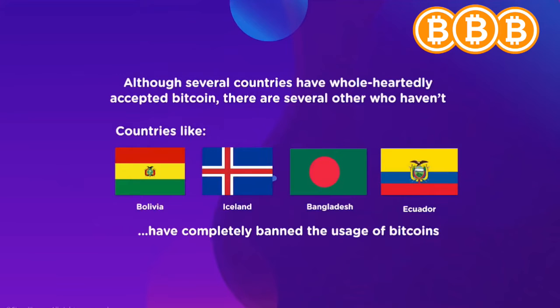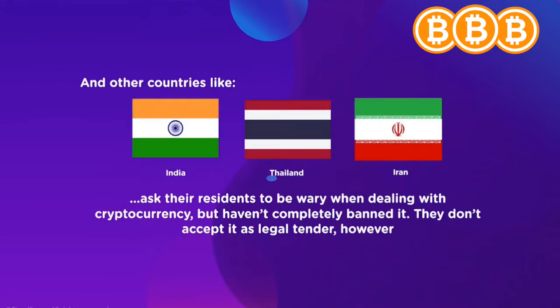Bitcoin ban. Although several countries around the world, like Canada and America, have wholeheartedly accepted Bitcoin, there are some that haven't. Countries like Bolivia, Iceland, Bangladesh, and Ecuador have completely banned the usage of Bitcoins. There are also countries like India, Thailand, and Iran who ask their residents to be careful while using cryptocurrencies. They haven't completely banned it, however. They do not accept it as legal tender though.